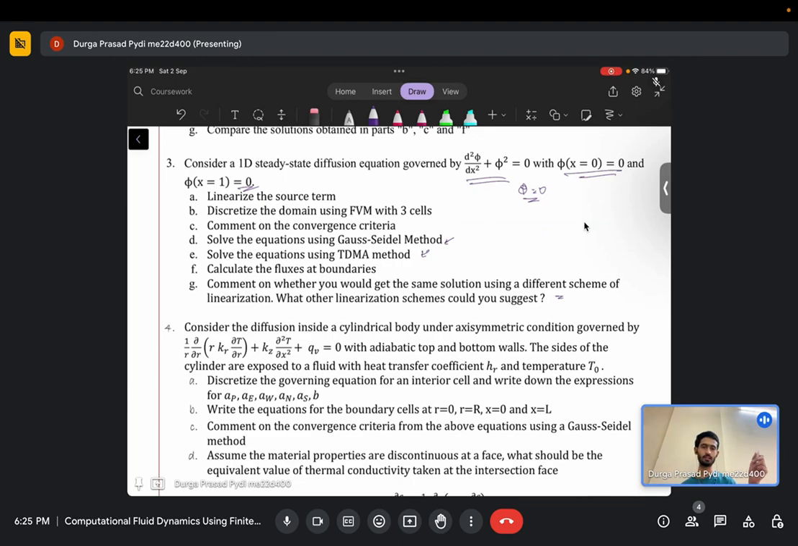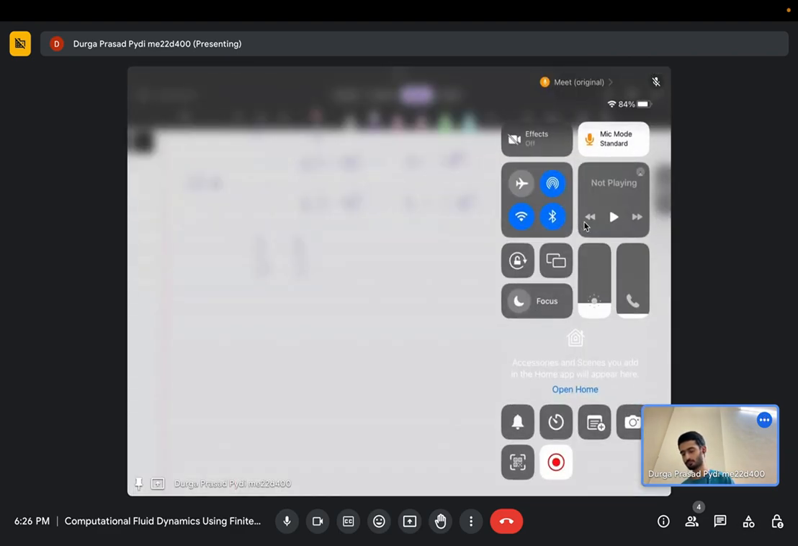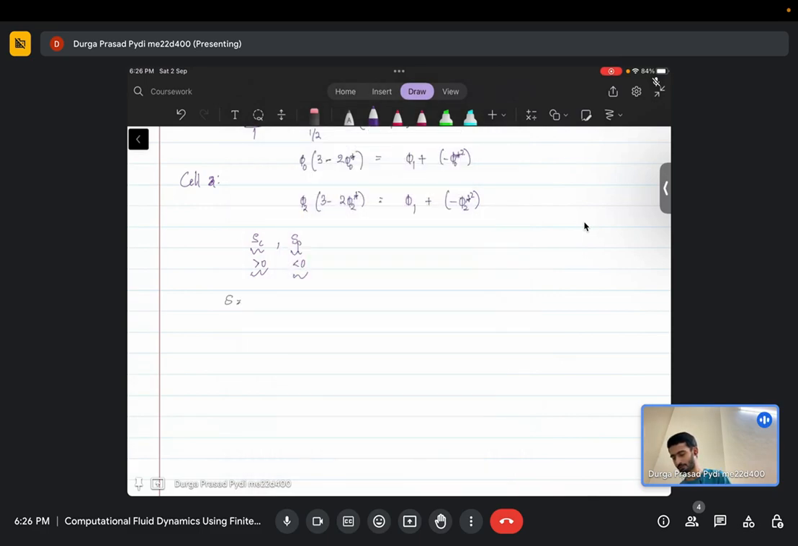I'll share the code in the drive so that you can try other initial guesses and understand what the difference will be. The other linearization scheme, as I asked, is to compare two different schemes. One scheme, as you proposed, uses the Taylor series expansion. The next approach is you just take the value normally. So you have SC given by phi square, and instead of taking the second term of the Taylor series, you just take phi star. This is your source term, and SP equals 0.